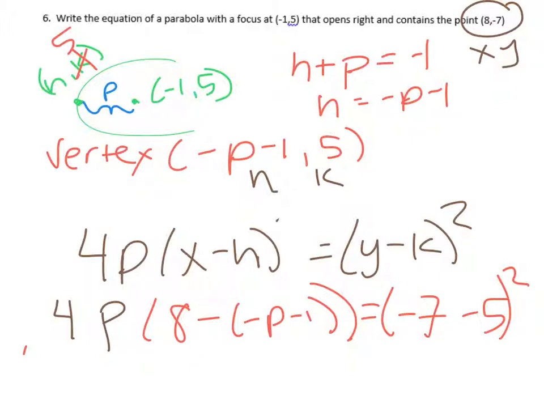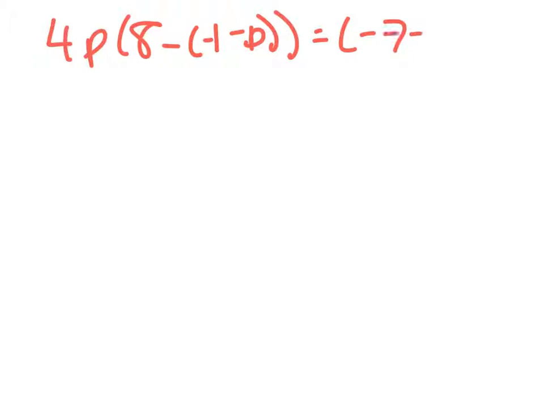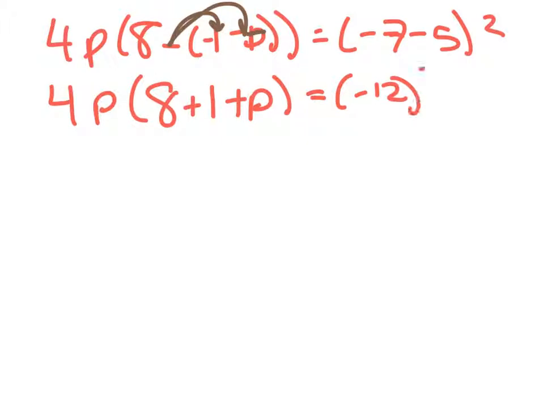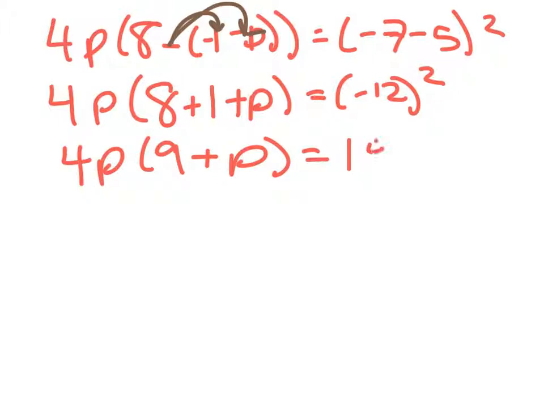You might want to take a minute and write that down because I'm going to have to do it on the next screen. On the previous screen I had 4p times 8 minus -1 minus p equals -7 minus 5 squared. If I clean this up, this is 4p. I need to distribute the minus sign, so it'll be 8 plus 1 plus p equals -12 squared. That's 4p times 9 plus p equals 144.